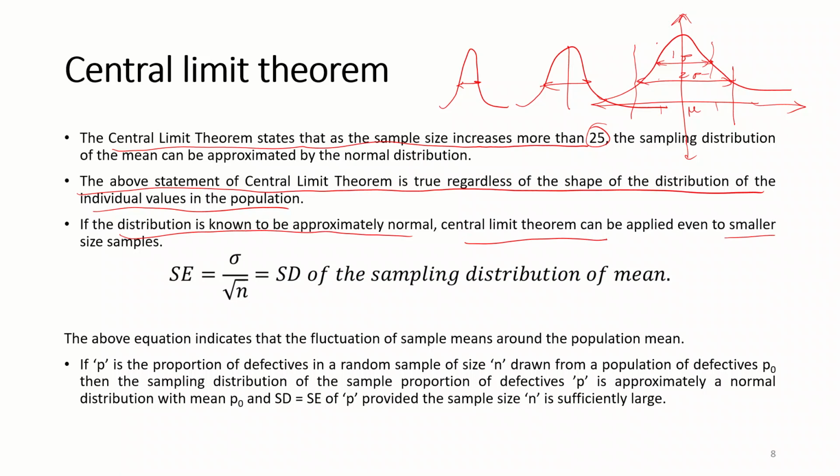So basically the standard error indicates the fluctuation of sample means around the population mean. Then, P is the proportion of defectives in a random sample of size n drawn from a population with defective proportion P naught. The sampling distribution of the sample proportion of defectives P is approximately a normal distribution with mean P naught and standard deviation equal to the standard error of P. Essentially we will find the probability of it, which I will show you in the next slide.